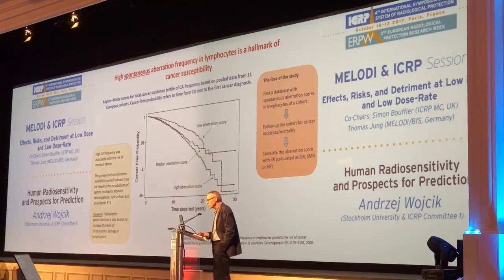This is taken from a publication in 2008, and he plotted the results as a Kaplan-Meier plot, for cancer-free probability as a function of time since the chromosomal aberration test. And he divided, you see, the frequency of spontaneous chromosomal aberrations is rather low. You often have 1 or 2 aberrations per 100 cells or so.